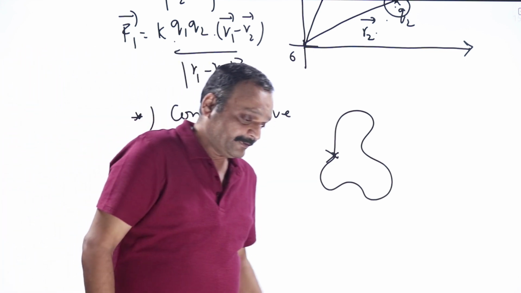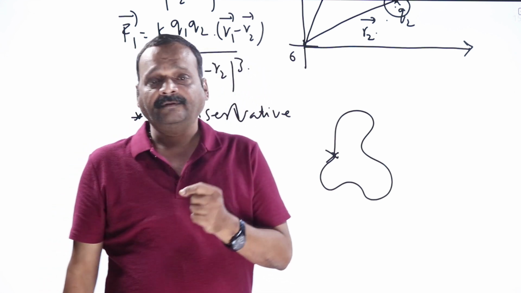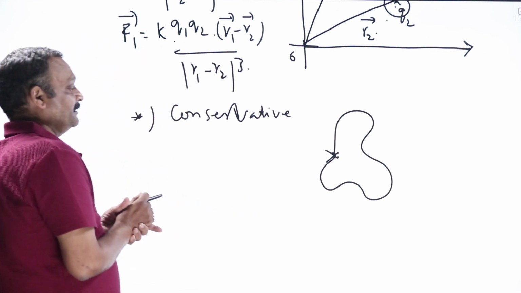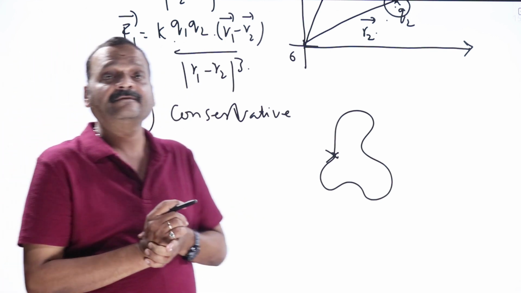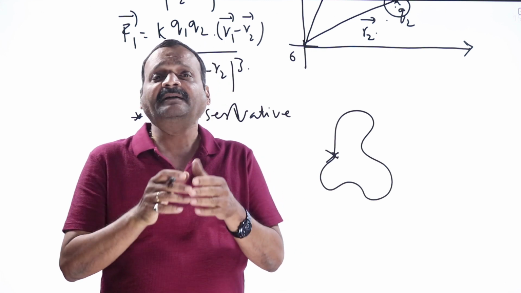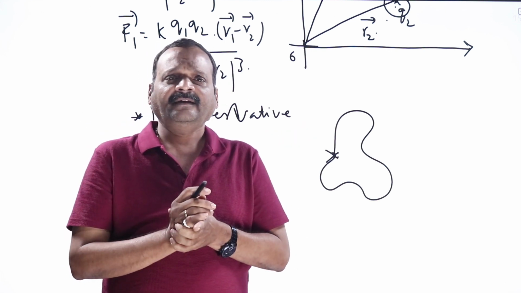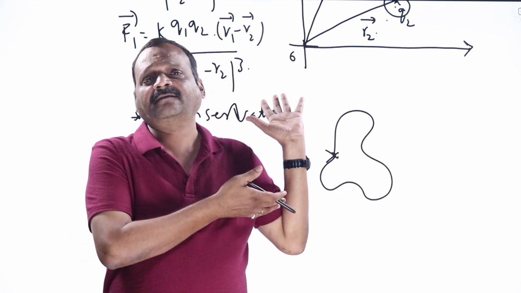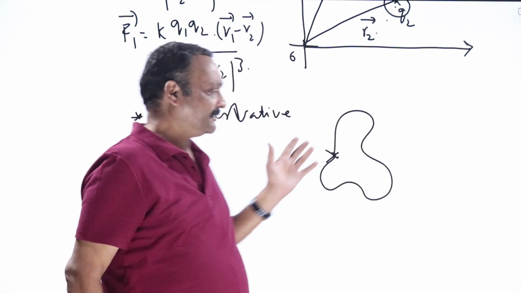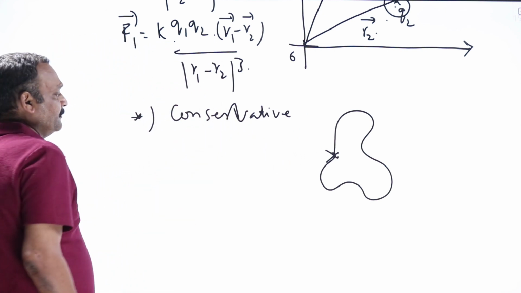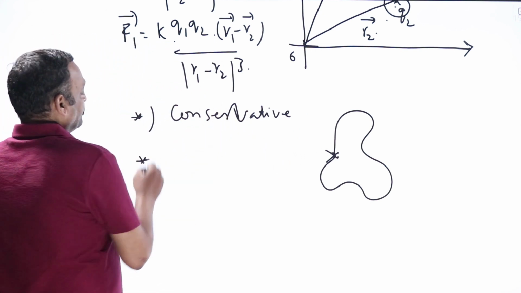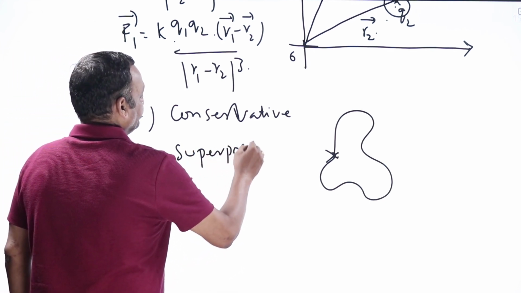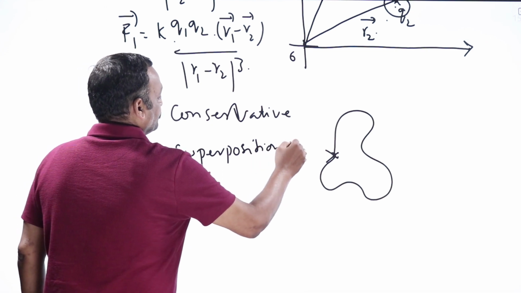Next one. This electrostatic force or Coulomb force obeys what is known as the superposition principle. Superposition principle is one of the most important principles in physics and is applied in most cases. In quantum mechanics we come across it, in waves, in optics, in electrostatics, in EM theory. Many places we'll come across that superposition principle. Electrostatic force obeys superposition principle. What is that superposition principle?